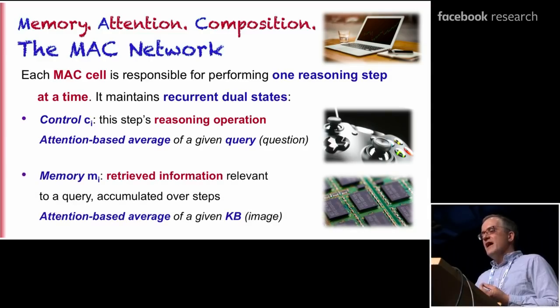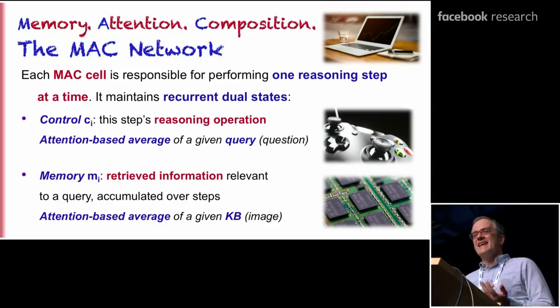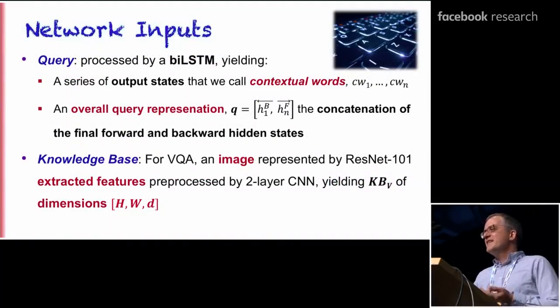And then we also have a memory state. So the memory is going to store retrieved information that's relevant to a query and can be accumulated over steps. And so it's actually also going to be represented as an attention-based average, but it's going to be an attention-based average over what in general I'd like to suggest is the knowledge base. But for the work I'm presenting here on CLEVR, our knowledge base for answering questions is simply looking at an image.